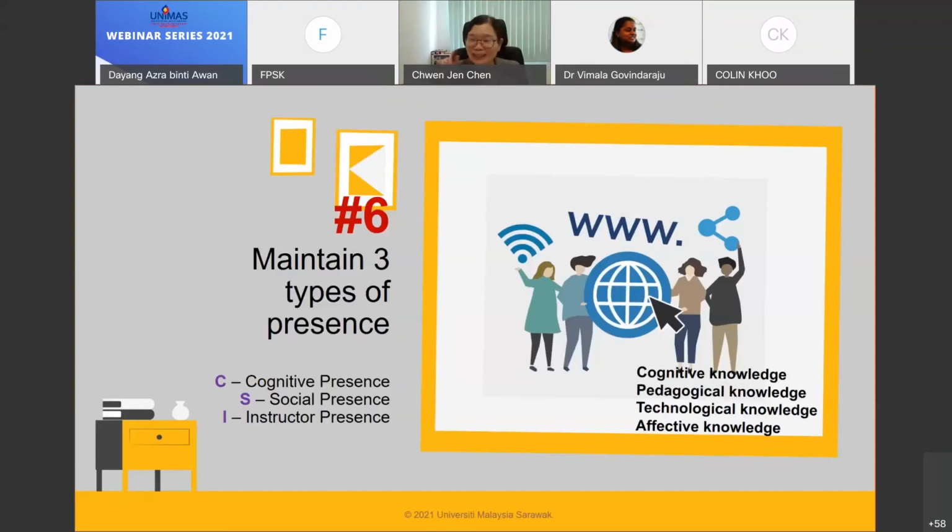Now I'm into consideration number 6. I have 7 considerations altogether. The 6th consideration is about maintaining 3 types of presence. I think many of you may have heard that in designing your online learning, it is important for us to have these 3 types of presence. First one is cognitive presence. Second is social presence. And the third one is instructor presence. So I call it CSI, easy for you to remember.